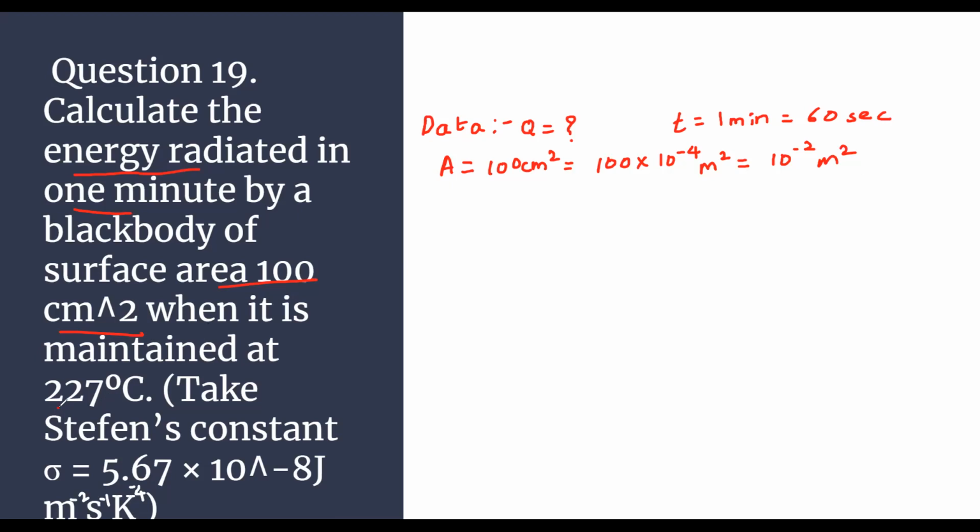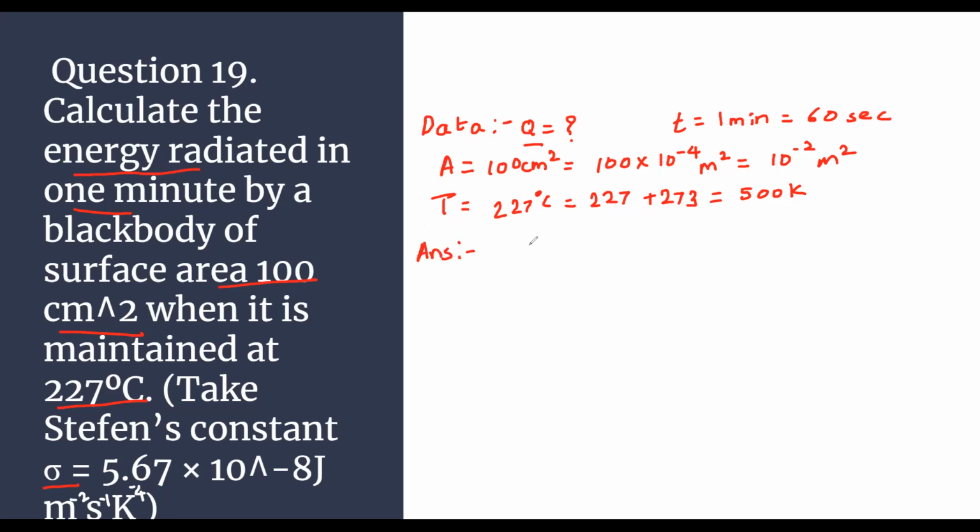Now one more thing is given, which is temperature, but the temperature is given in degree Celsius. Now we need to convert that temperature into Kelvin. For that we need to add 273 to this temperature, which will give us 500 Kelvin. So this temperature is in Kelvin and Stefan's constant is already given. Now let's find out the value of Q.